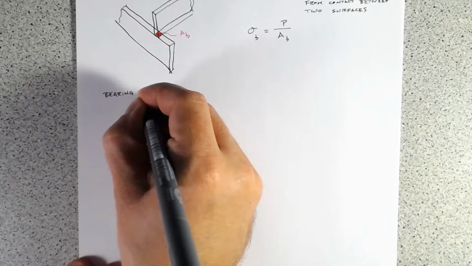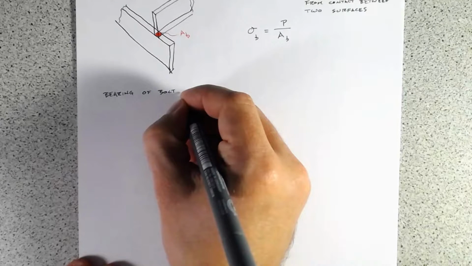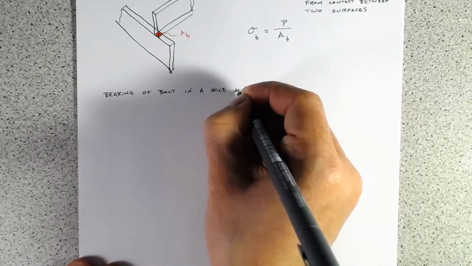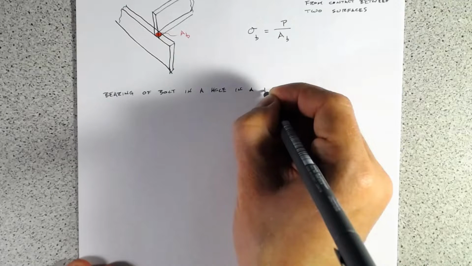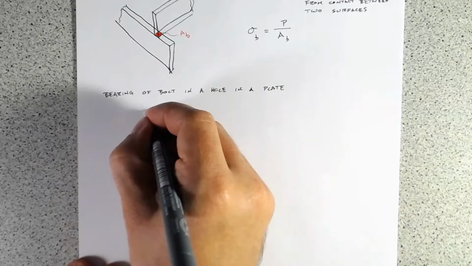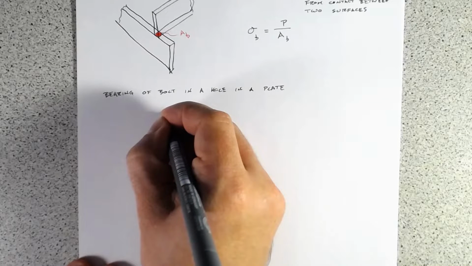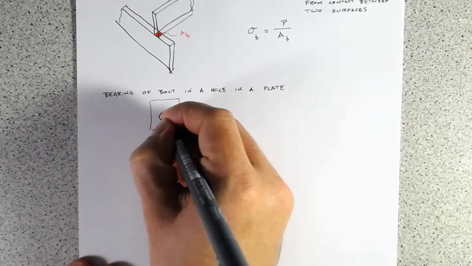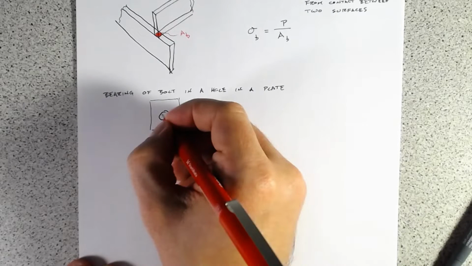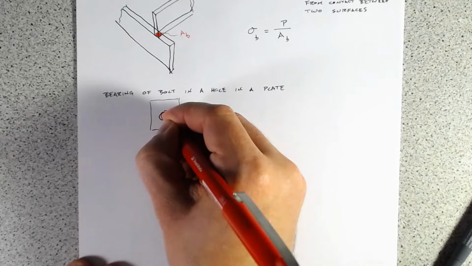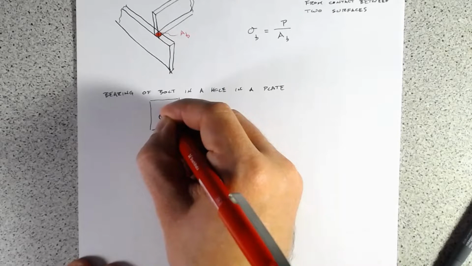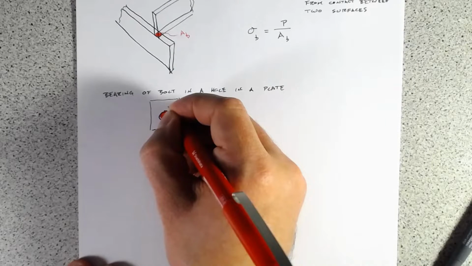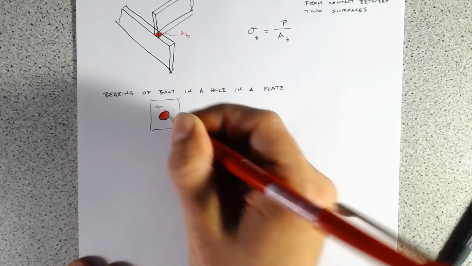Bearing of a bolt in a hole in a plate. So say we've got this hole here, there's a plate, and we'll draw the bolt or the dowel, the pin, over here. And it's pressing up against it this way.